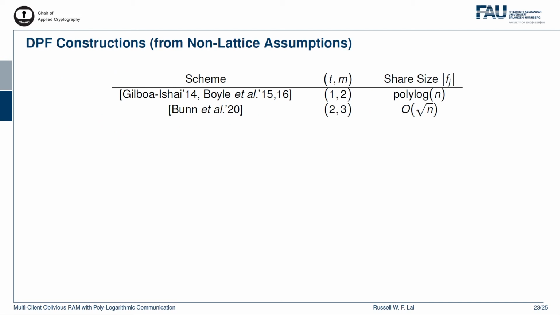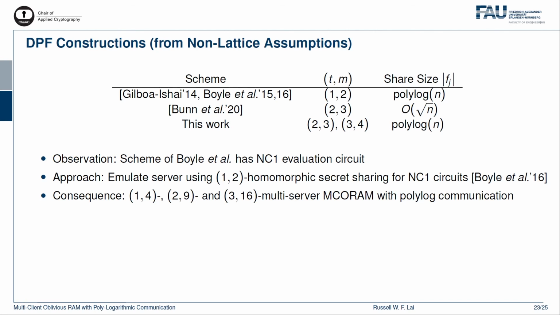Currently, there are only 2 DPF constructions from non-lattice assumptions. The first one is secure against 1 out of 2 servers and has polylog share size. The second is secure against 2 out of 3 servers but has square root share size. In this work, we add another 2 out of 3 scheme and a 3 out of 4 scheme to the table. Both of them have polylogarithmic share size.